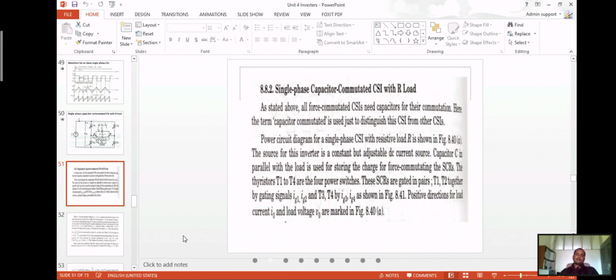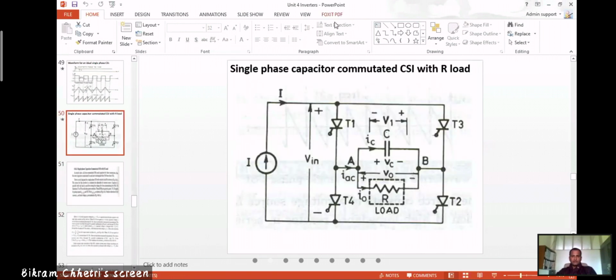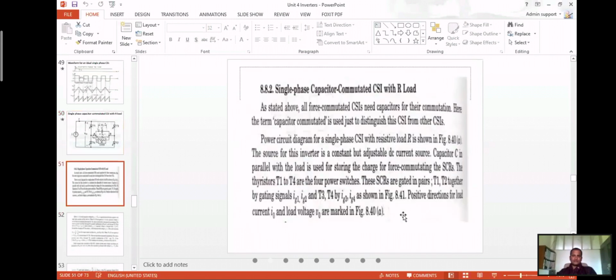In this case, there are 4 thyristors. These 4 thyristors are the power switches, and they are gated in pairs. You have to be mindful that these two are gated together: T1 and T2 are gated together, and T3 and T4 are also gated together. Gated in a pair means triggered together. T1 and T2 are triggered with gate currents IG1 and IG2, and T3 and T4 are triggered with IG3 and IG4.